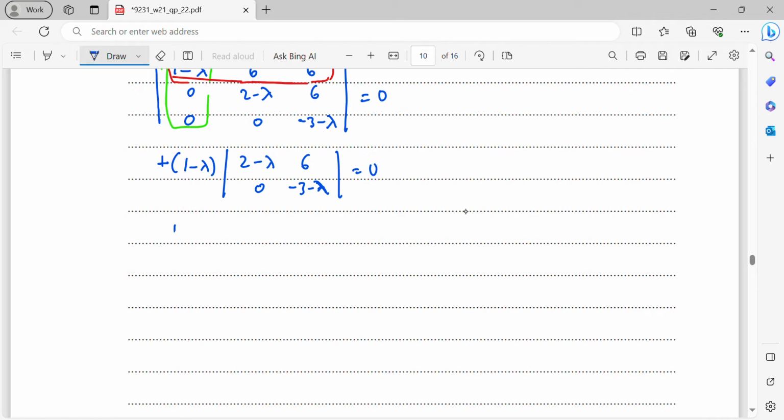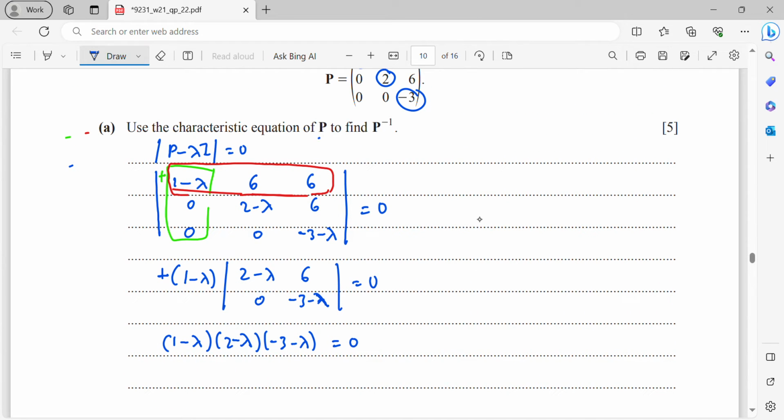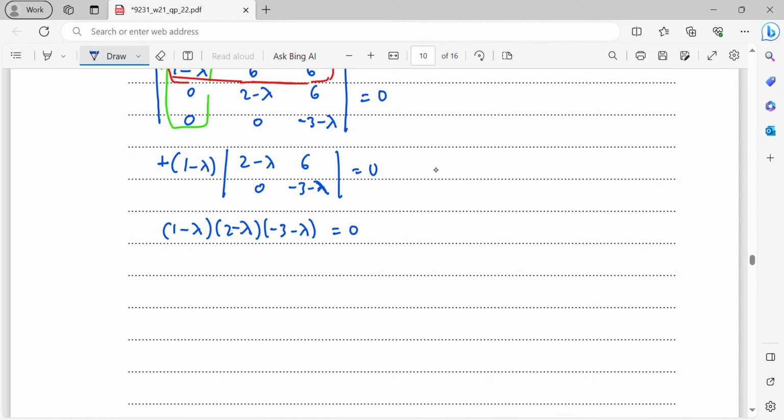Then now it has been reduced to a 2 by 2 determinant. Then you will get 2 minus lambda times minus 3 minus lambda, then minus 0. Then from here, because we need to get the characteristic equation of P, I have to do expansion. So 1 minus lambda, when you expand these two terms, you will be getting minus 6 minus 2 lambda plus 3 lambda plus lambda squared equals to 0. And then further expand it, so you will get minus 6 plus lambda.